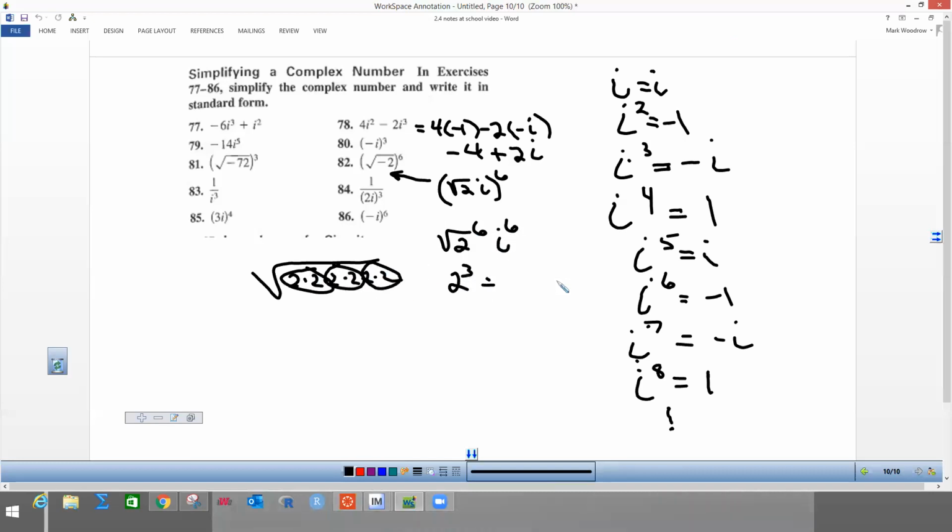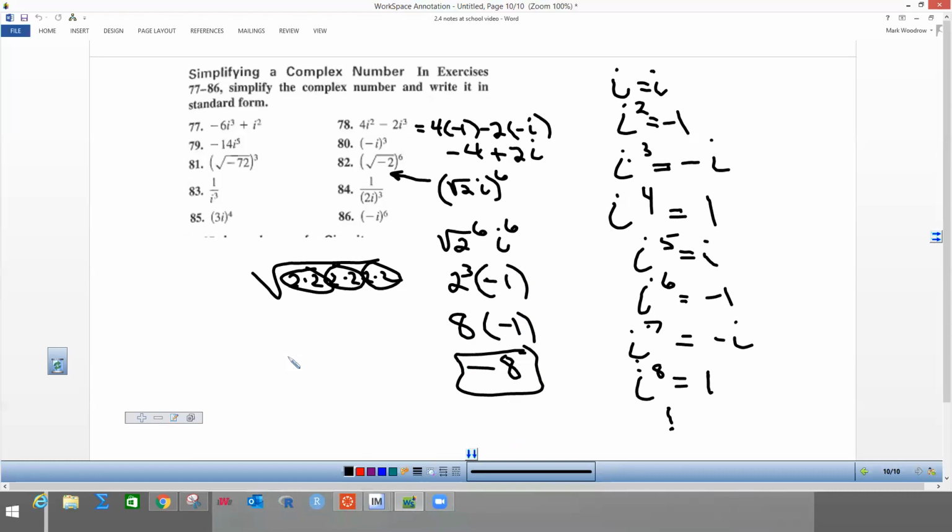And then i to the 6th is -1. So I'm going to stick in -1 for that. So this is going to be 8 times -1. So this whole thing would be -8.